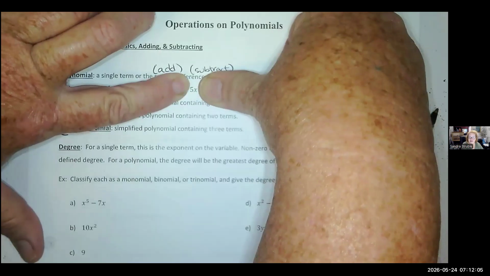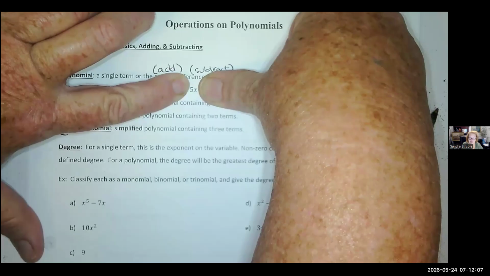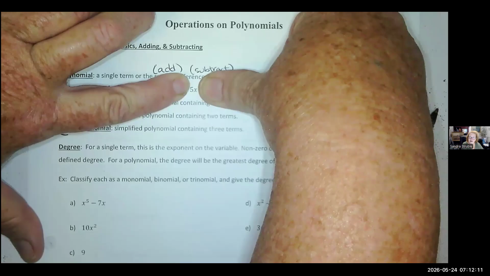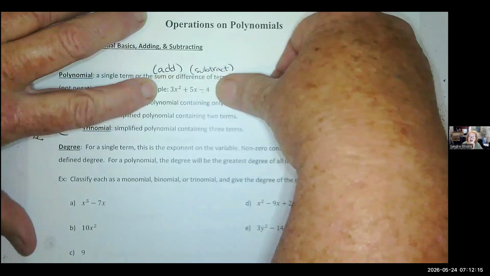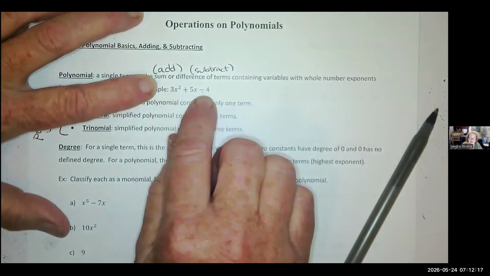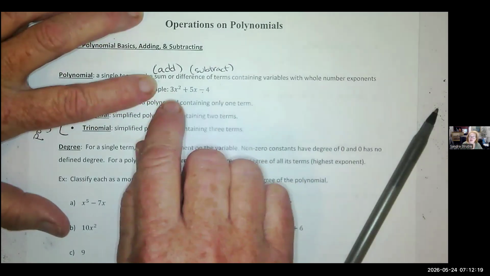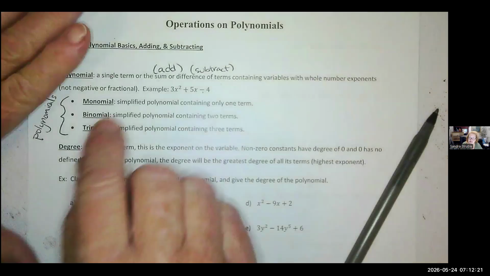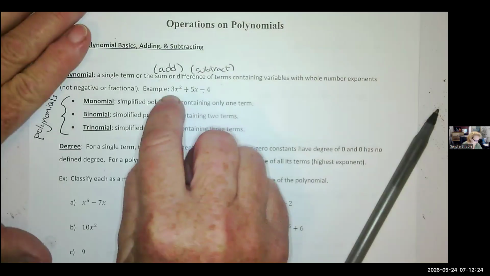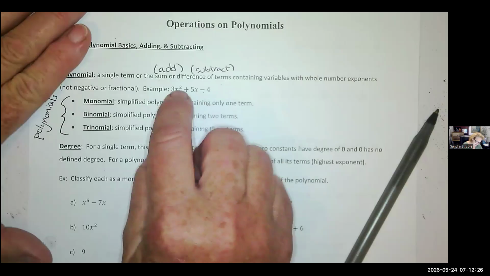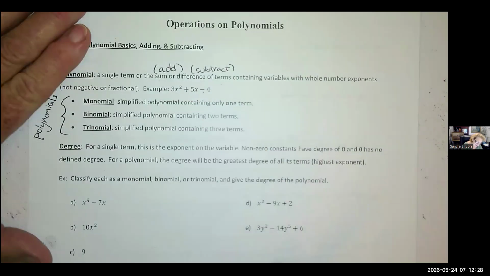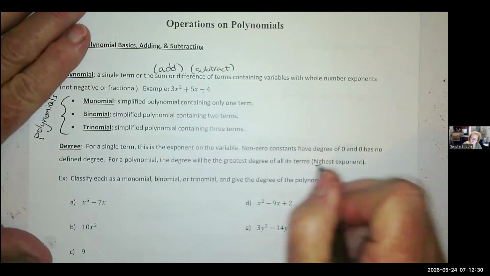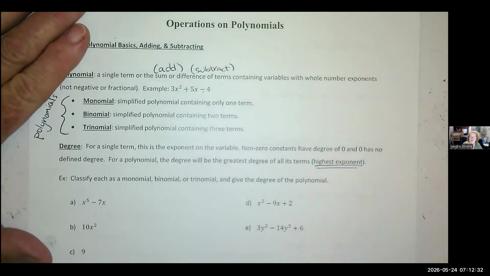And the degree is the highest exponent for a polynomial. And in this case, it would be 1. But if we were to look at this entire trinomial, the largest exponent is 2. So the degree for this polynomial would be 2. All right, that's just something you need to understand. The highest exponent for the polynomial is the degree.